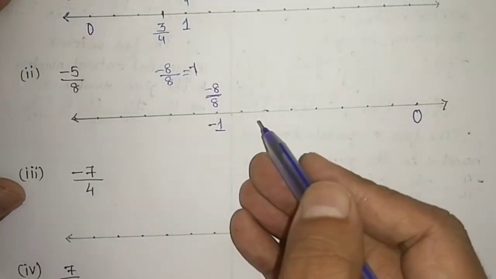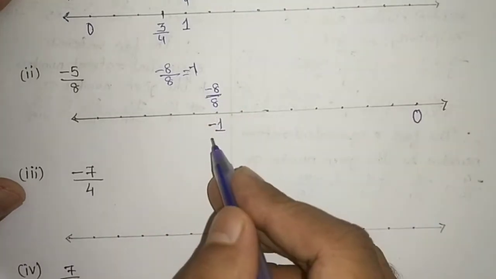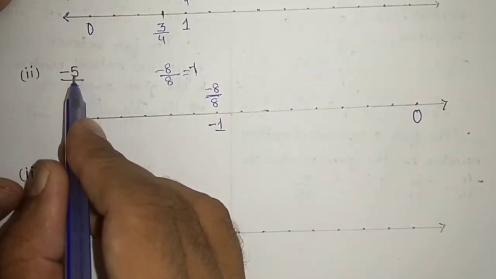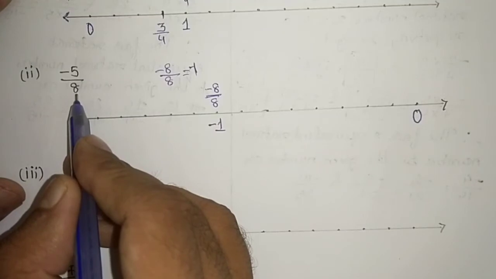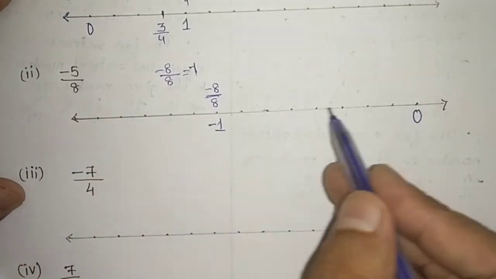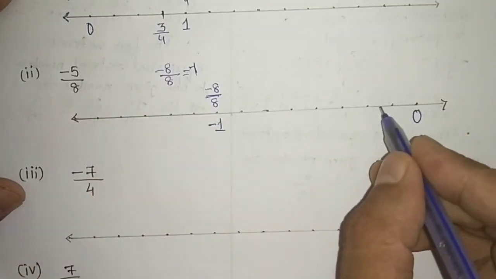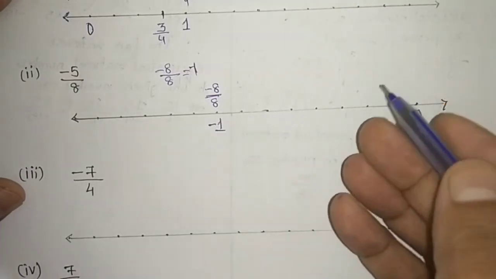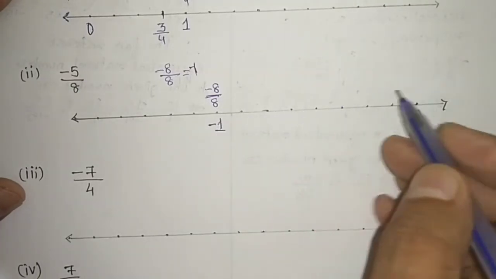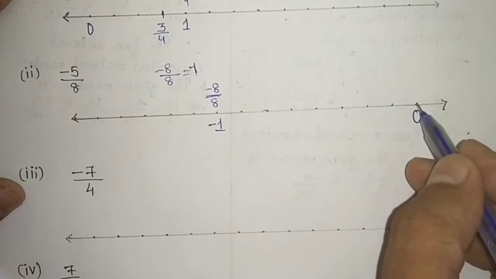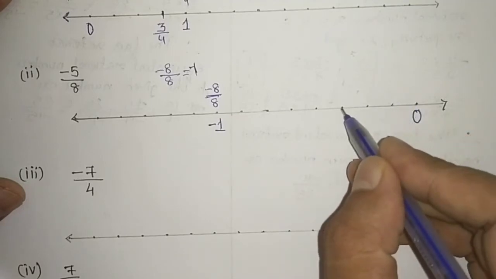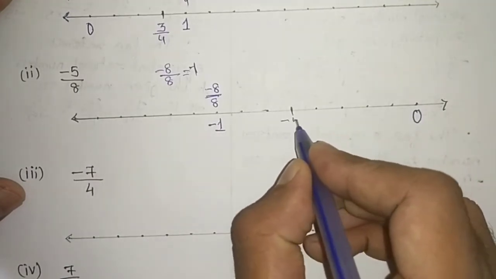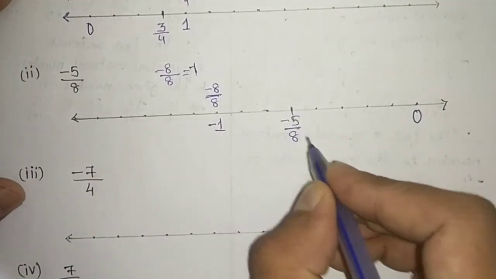Since I have got 0 and -1, let me see where my number lies. This is -5 by 8. That means the 5th part out of 8 parts. You can see first part, second part, third part, 4th part, 5th, 6th, 7th and 8th part. So my number lies on the 5th part. So calculate from here 1, 2, 3, 4 and 5. This will be -5 by 8.